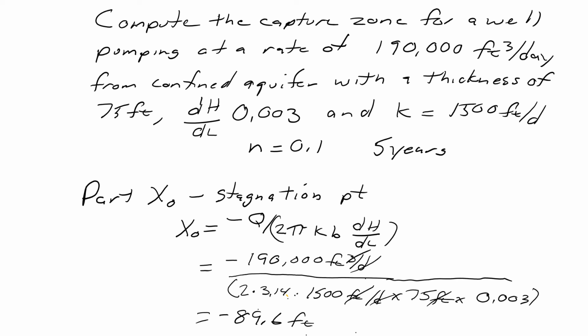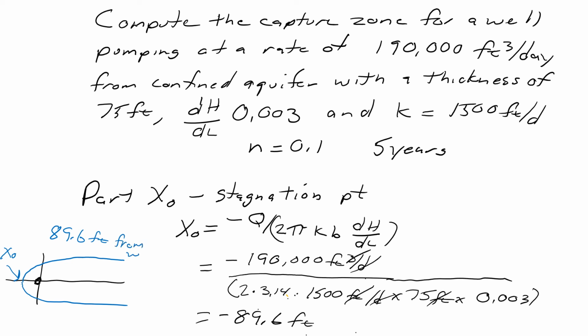So that means, if we go back to our little diagram, if this is the well right here, and your capture zone is looking like this, that means that that point right there, x naught, is 89.6 feet from the well. Almost 100 feet, 30 yards. So anything farther away than that, you wouldn't have to worry about messing up your capture zone. So that immediately defines the size, kind of the snout or the end of the capture zone.